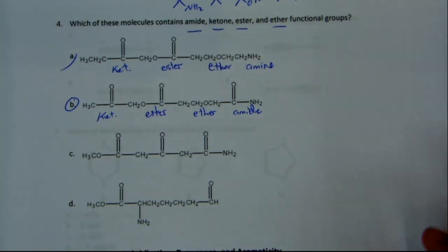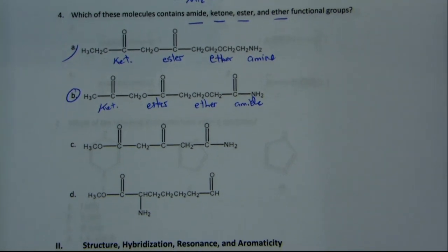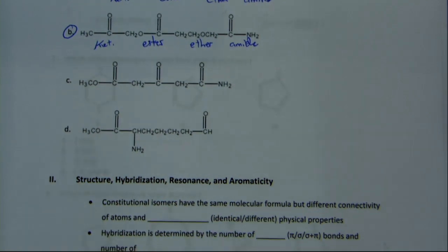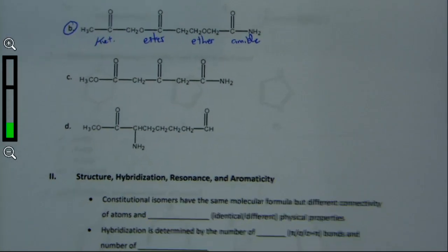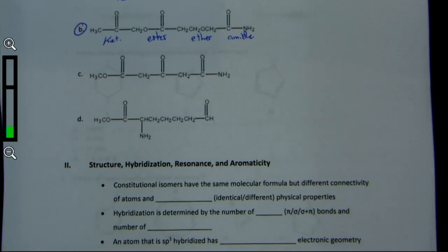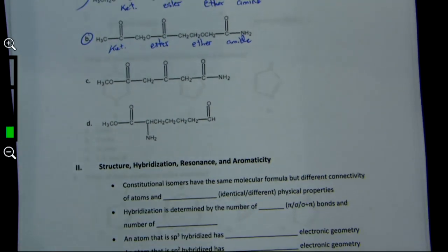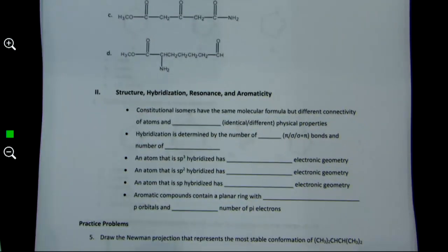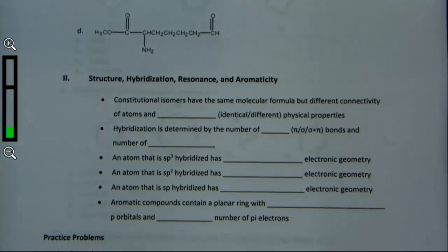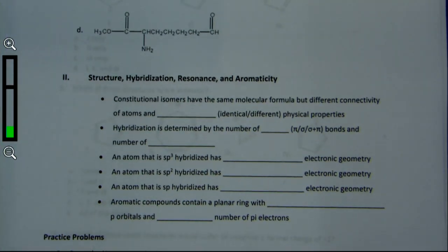Cool stuff. All right, is everyone good with this question? We're all good with functional groups? It might help to review anisole and aniline, because I know that was a favorite for one of the tests. Okay, so the next part is structure, hybridization, resonance, and aromaticity. Constitutional isomers have the same molecular formula, but different connectivity of atoms, and identical or different physical properties. What do you guys think? Identical or different?